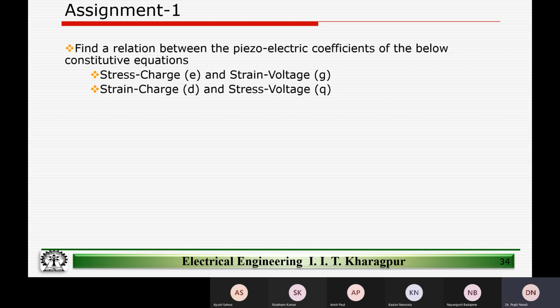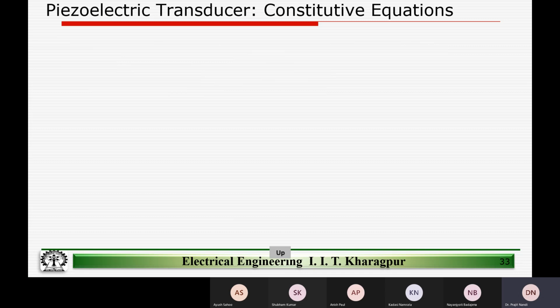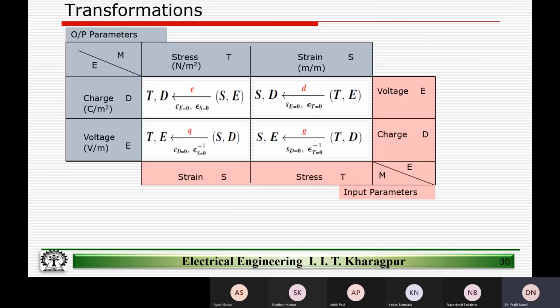It's essentially the constitutive equations that we discussed and the coefficients associated with those equations. You need to find a relation. So if you look at the table, what I'm asking you is the relation between these two and these two. So this is what I've asked you as an assignment.